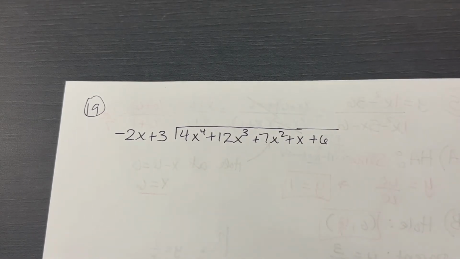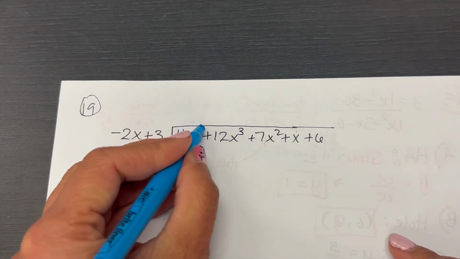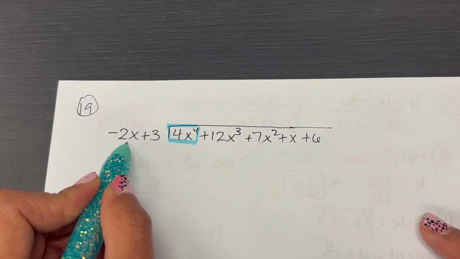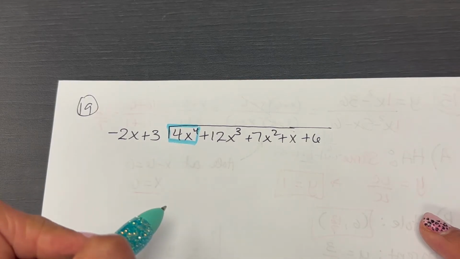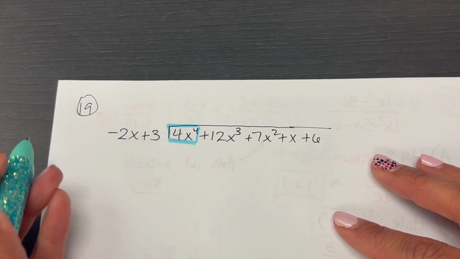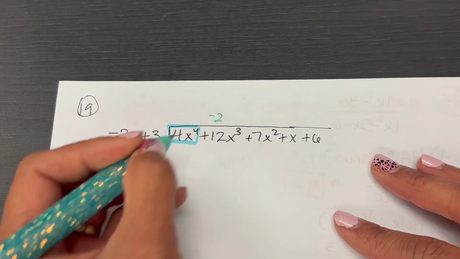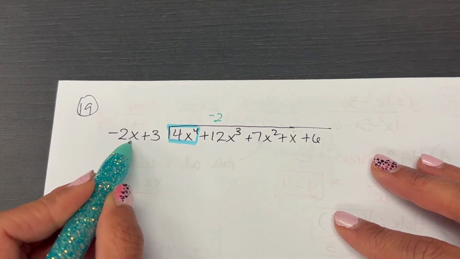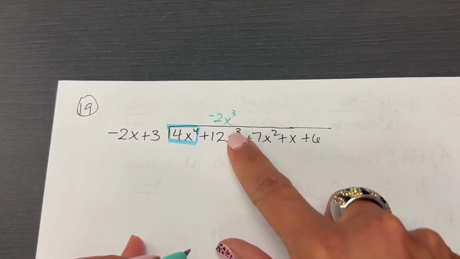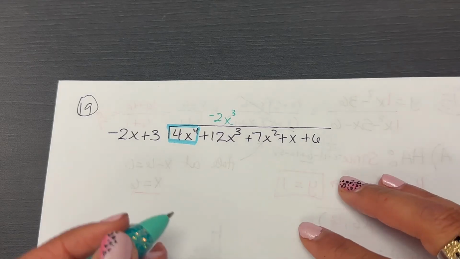So my first goal is to get a 4x to the 4th. So I need to ask myself, what do I multiply by negative 2x to get a positive 4x to the 4th? Well, I need a negative times a negative, so I'm going to need a negative 2, because that'll give me the 4. And to make that x and x to the 4th, I need to multiply by an x cubed. So notice how I line them up, so they're nice and orderly.